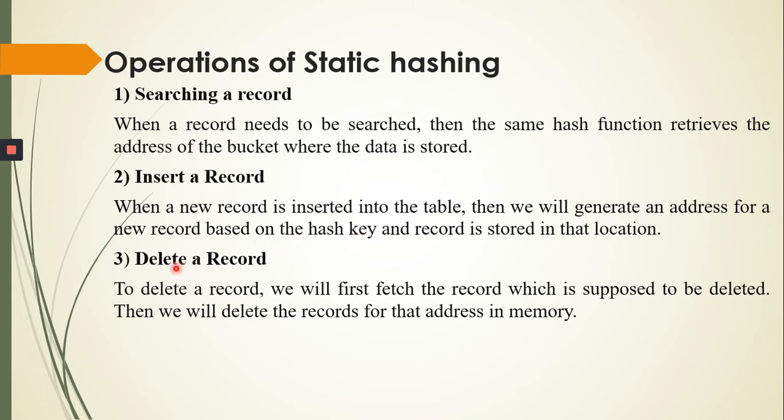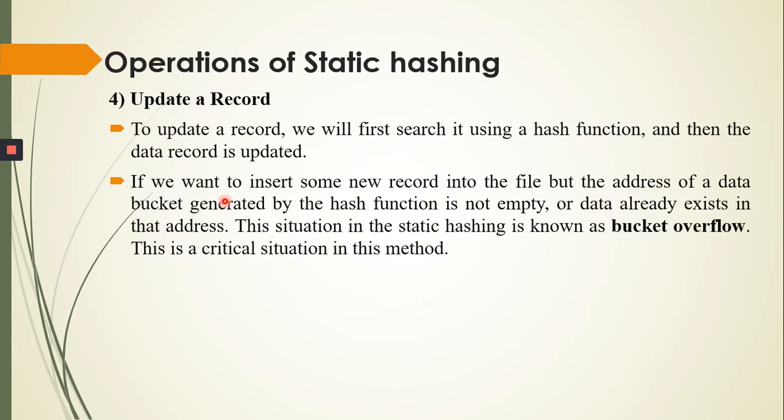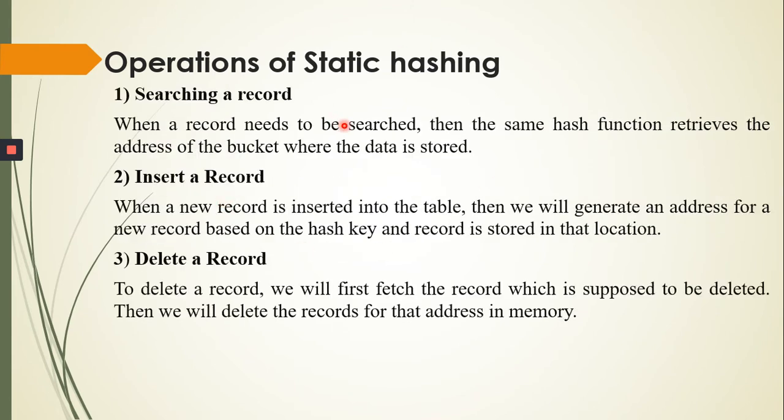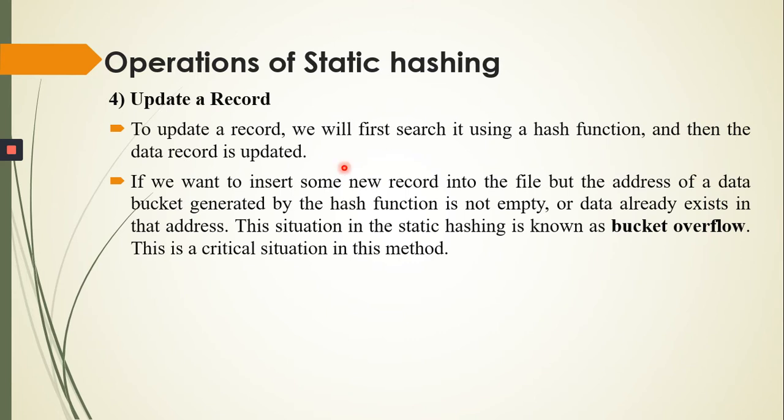Okay, next is delete a record. To delete a record, we will first fetch the record which is supposed to be deleted. Then we will delete the record for the address in the memory. So on static hashing, we can search the data, insert new data, delete the stored data, and update the data. To update a record, we first search it using the hash function, and then the data is updated. Data update means changing the value.